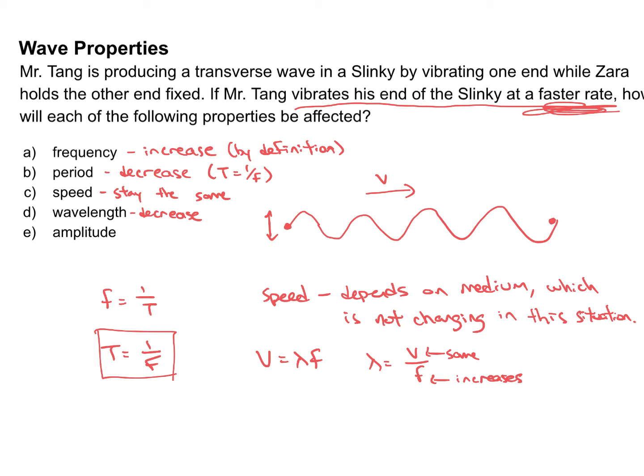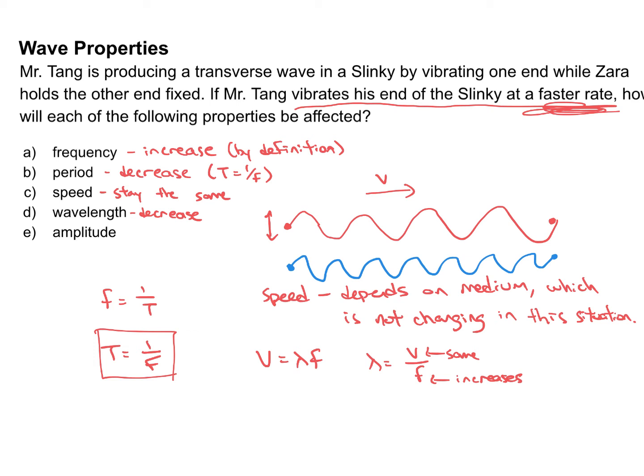All right, so what it would look like, actually, I'll draw another diagram here. So Mr. Tang's here, Zara's there. If I were to increase my frequency, I would keep the speed the same, but the wavelength shortens, so it would look something like this. My art skills were not that great for that one, but it's a shorter wavelength now and a higher frequency.